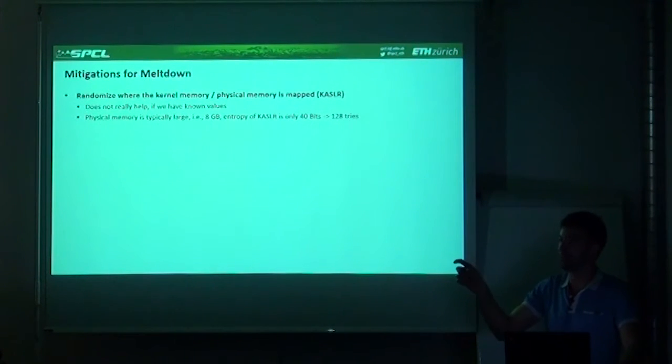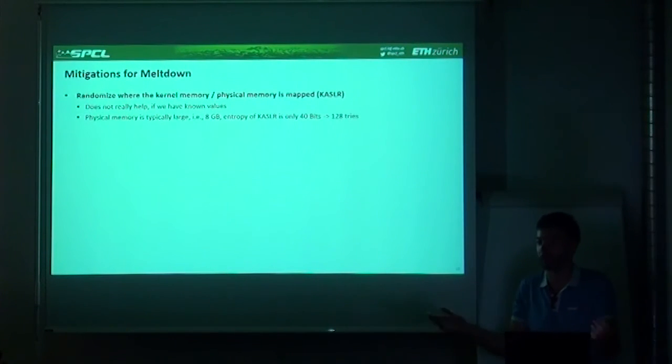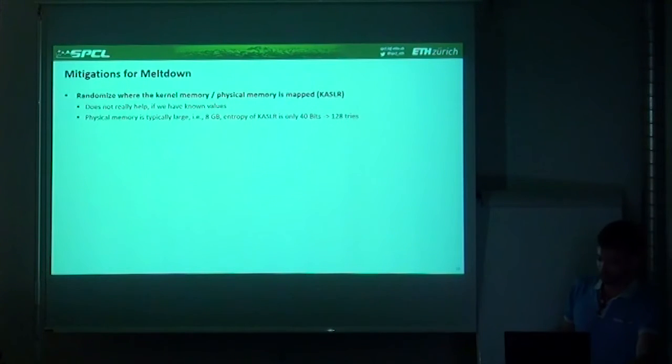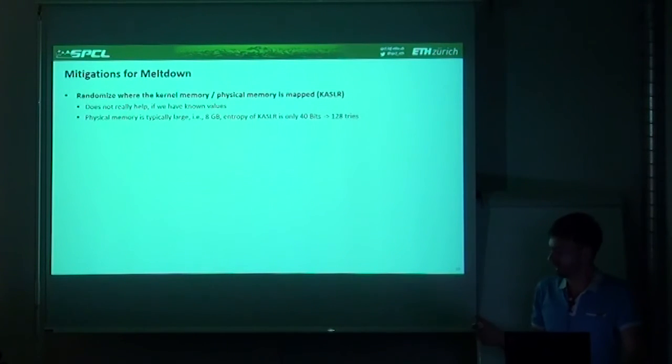So if we have some known values in the physical memory, which definitely we have because we are a process, we can just write some canaries and we can search for them. And 40 bits is not that much. If you have, let's say, 8 gigabytes of physical memory, then 8 gigabytes is 31 bit, right?